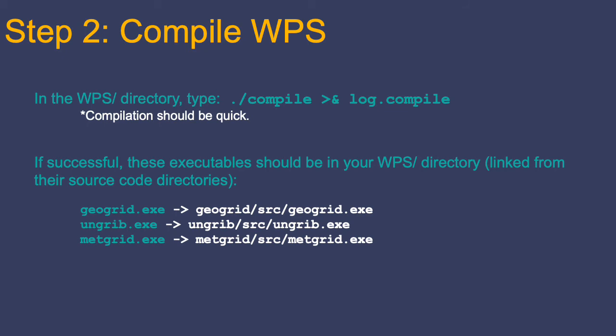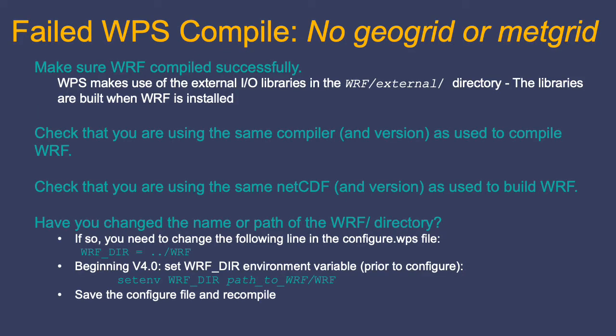If it's successful, you'll have the 3 WPS executables linked from their corresponding source code directories. If you compile and you did not get the GeoGrid or MetGrid executables, it likely has something to do with your WRF compile or your NetCDF. Because WPS uses I/O libraries from WRF, it is important that WRF was successfully built before WPS. Make sure that your WPS compile is using the exact same compiler and version as you used for WRF, and the same thing goes for NetCDF. And also make sure that WRF is built where WPS expects to find it.